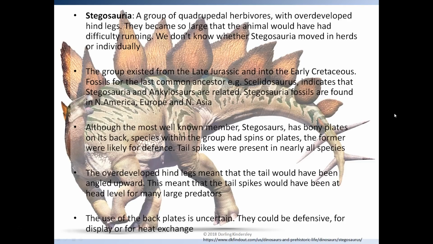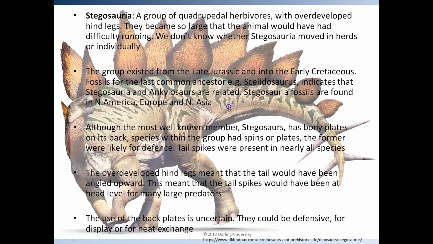Some people have suggested that the plates could have been defensive. Unlikely, because they were pretty flimsy, but it's a possibility they could have formed some kind of defensive protection for the animal. And some people have suggested they could have been for display purposes. They might have been brightly coloured, and so they could have been used for attracting mates. We're not really sure what the most likely use for them was. In terms of the tail, the vast majority of stegosaurs had tails terminating in at least 2, usually 4 spikes. And so it was very likely used for defensive purposes.